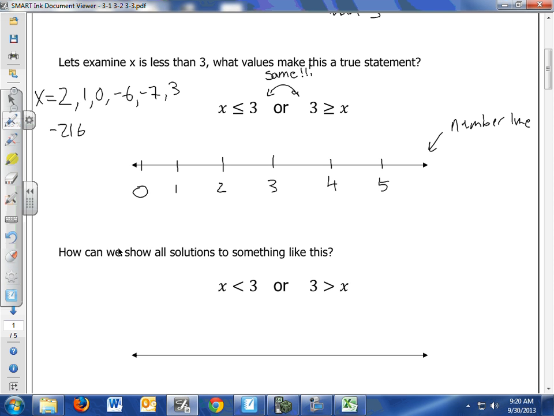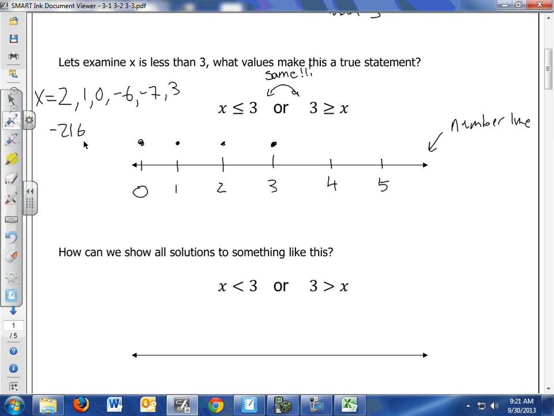Okay? And how we show solutions on number lines is we use these dots. And a dot is like, okay, this could be a possible solution. So I know that 2 is a possible solution. I'll put a dot above 2. I know that 1 is a possible solution. I'll put a dot above 1. I know that 0 is a possible solution. Put a dot above 0. I know 3 is. Put a dot above 3.